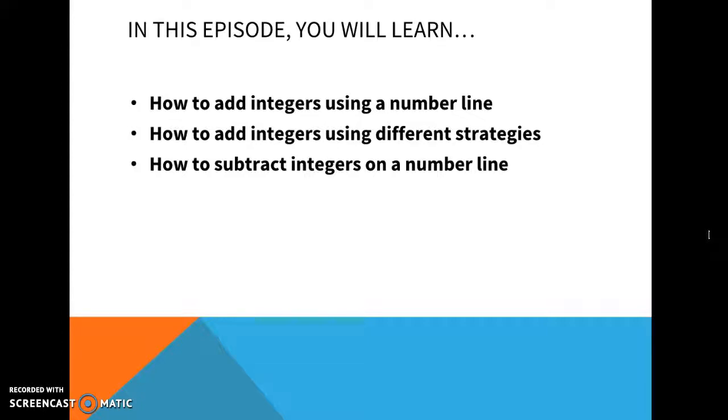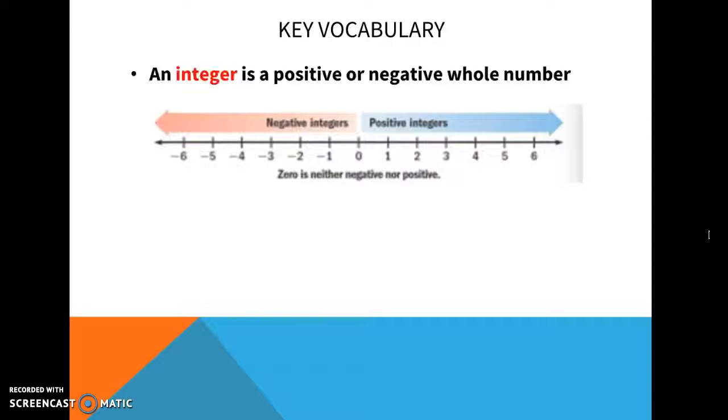So we're going to start with talking about what an integer actually is. An integer is a positive or negative whole number. Negative integers are whole numbers to the left of 0. Positive integers are to the right of 0. As I go to the right, the numbers will be getting bigger. As I move to the left, my numbers will be getting smaller.